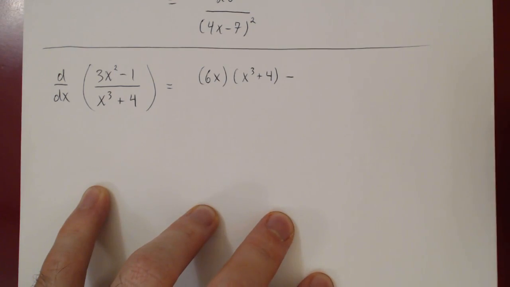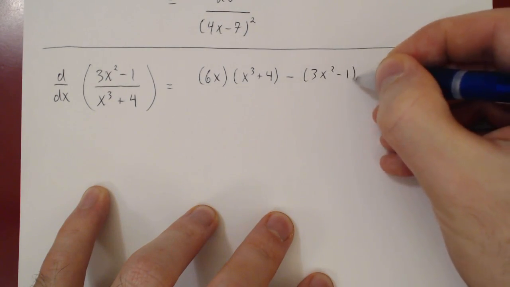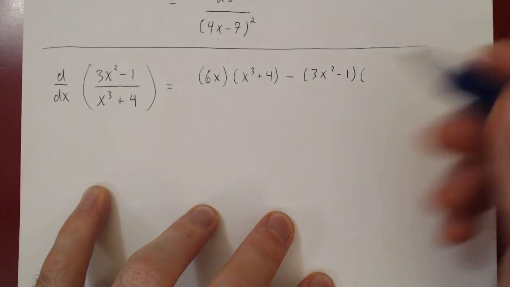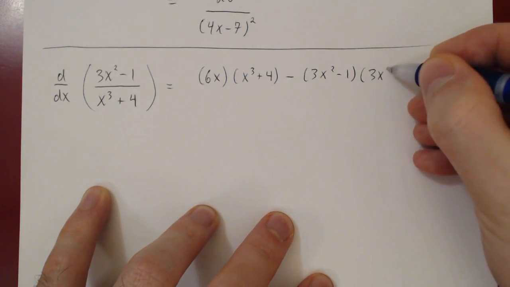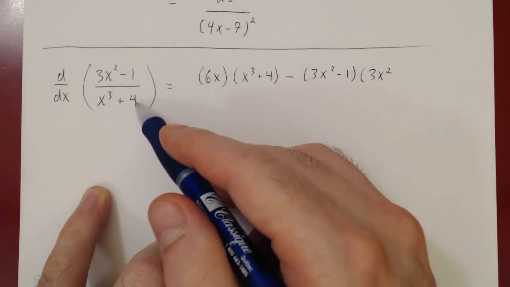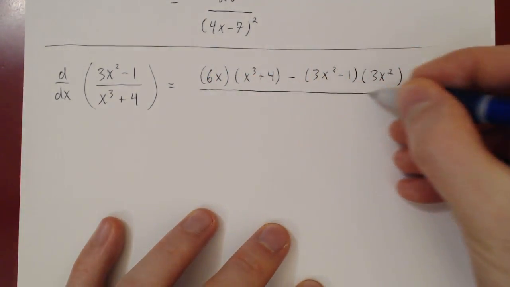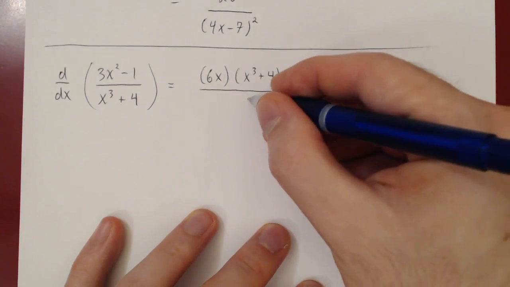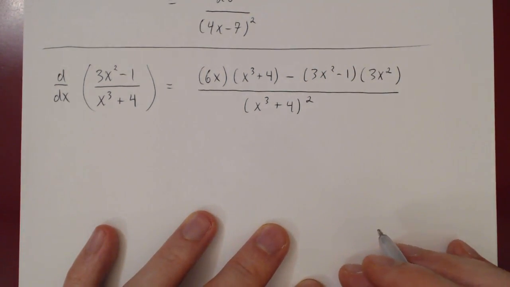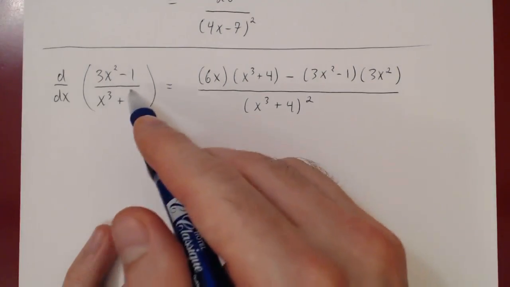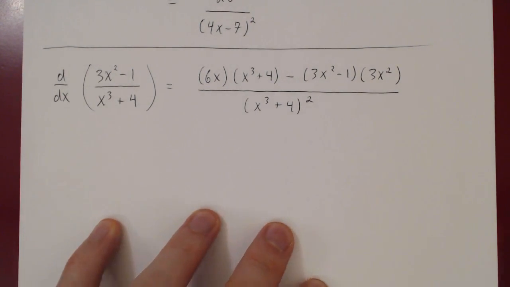Minus, and now we flip the role of the derivative, so minus the top, 3x squared minus 1, times the derivative of the bottom. Well, the derivative of x cubed is 3x squared, plus the derivative of 4, which is 0, so all we have is 3x squared, all over x cubed plus 4, all squared. And now again, we're done with the derivative. That's it. The derivative of this function is this function. The rest is just trying to simplify the expression as much as we can.